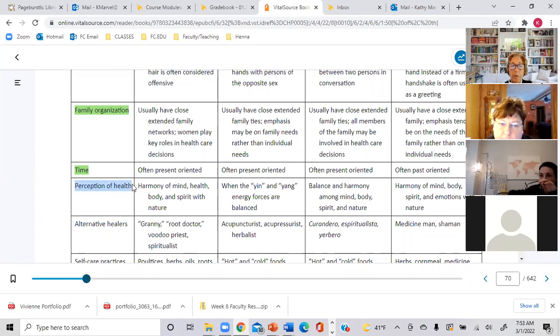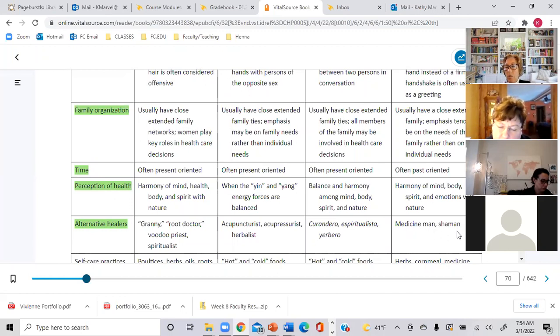Another important topic, what is their perception of health? Well, with the Hispanic population, balance and harmony among mind, body, spirit, and nature. And you can read the Native American. Another important topic is how do they both see alternative healers? Well, medicine man, shaman, for Native American.